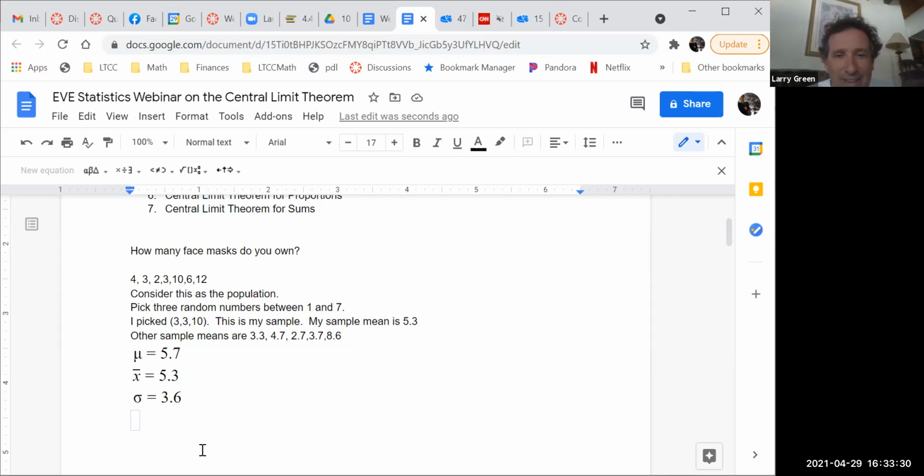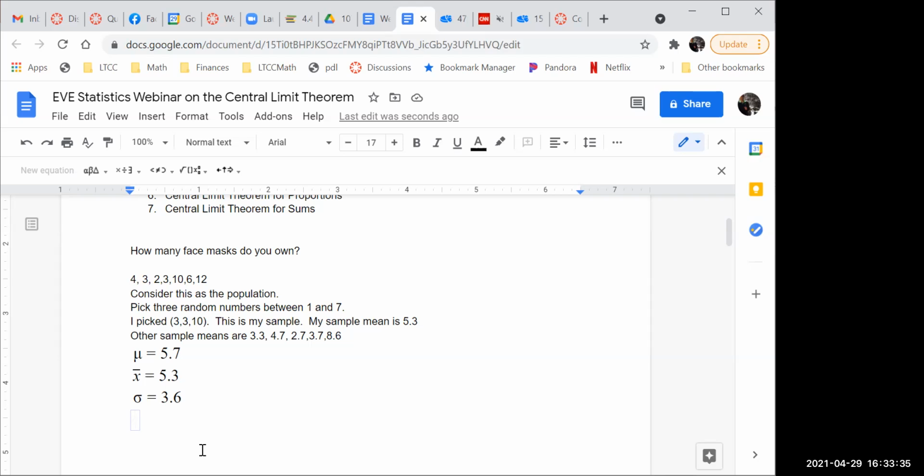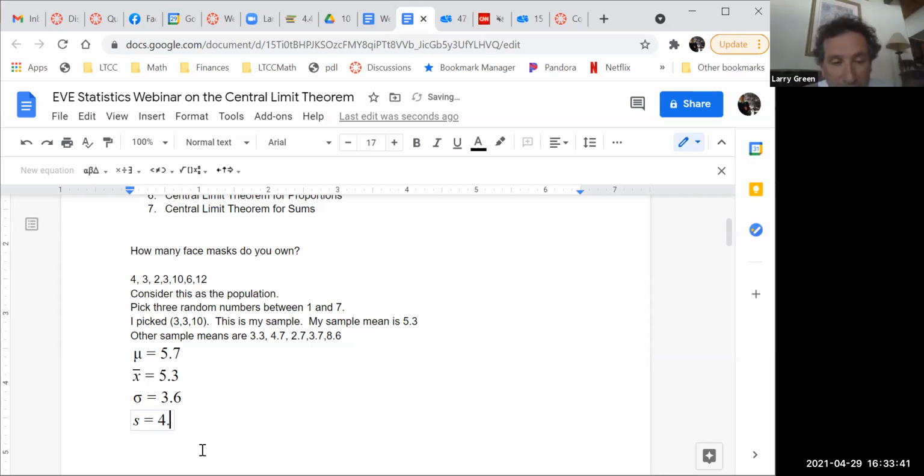Since I said it 5 minutes ago. S. So S is equal to 4.0. Any questions on these symbols?